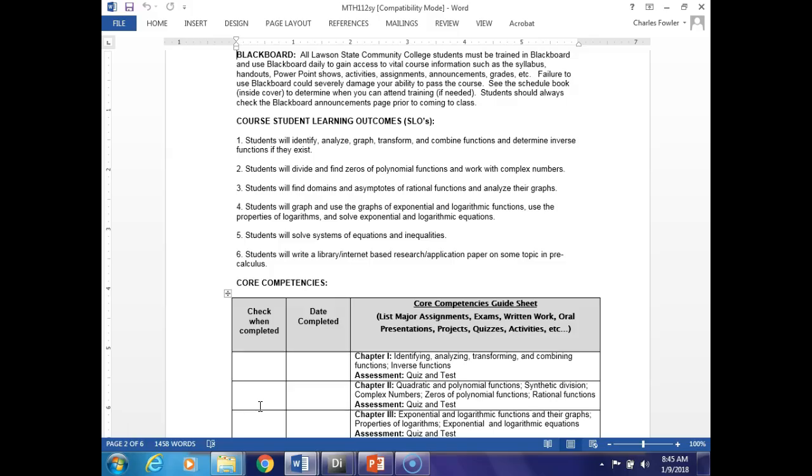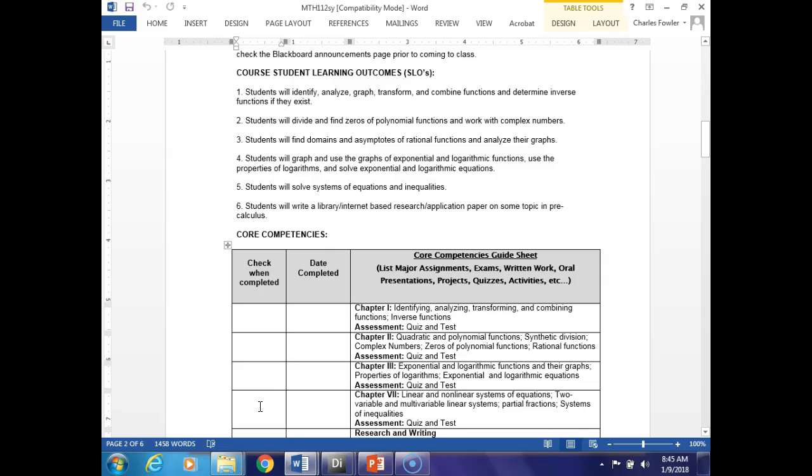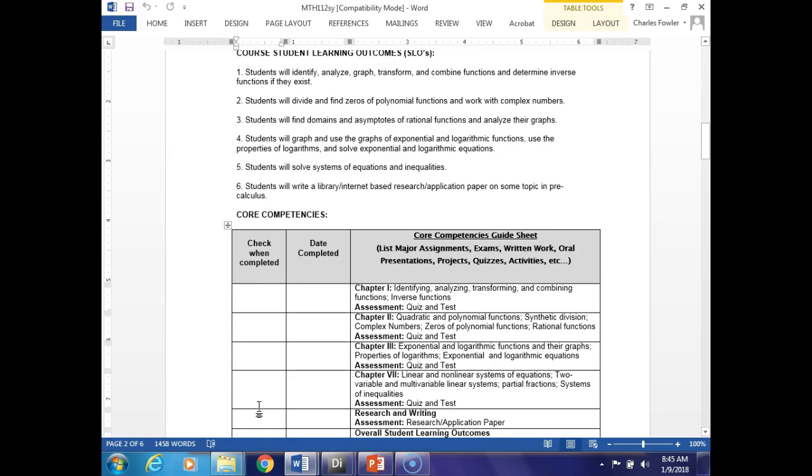Let's first look at what they call the core competencies for the class. I'm doing this slowly, so I'm going to try to keep the student learning outcomes on the slide. Probably going to lose the title, and may lose the first one. Well, let's go over there.